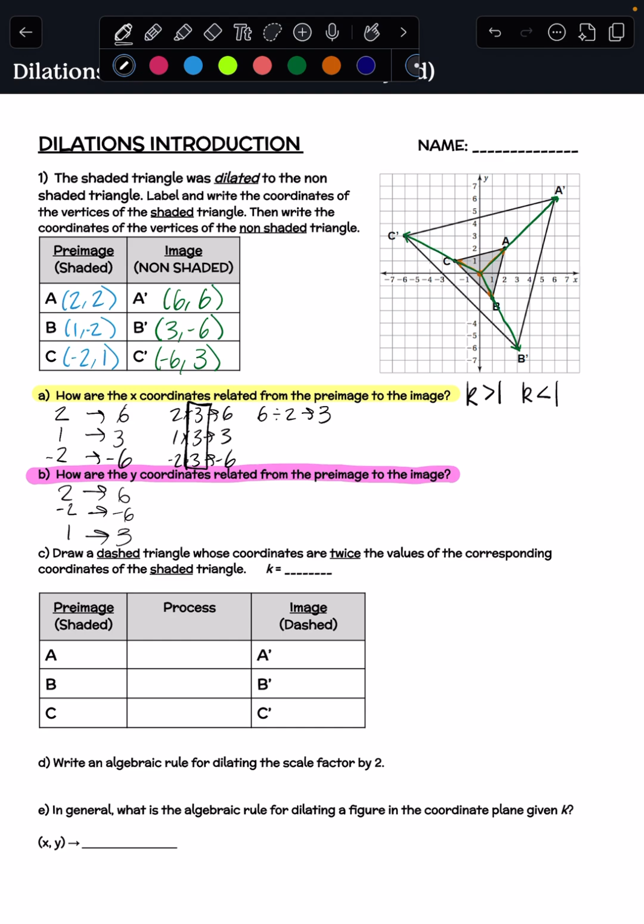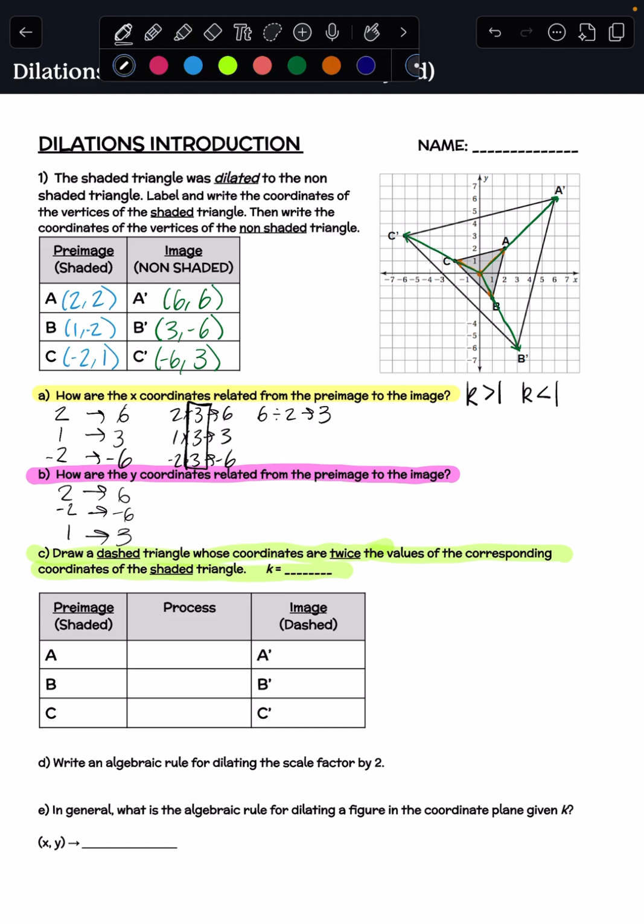All right, go ahead and take 2 or 3 minutes alone to fill out this next piece. I want you to draw a triangle whose coordinates are twice the values of the corresponding coordinates of the shaded triangle. Okay, so instead of making our shaded triangle enlarged by 3, or a scale factor of 3, we're going to do it as twice as large. Pause now and go ahead and complete that process.